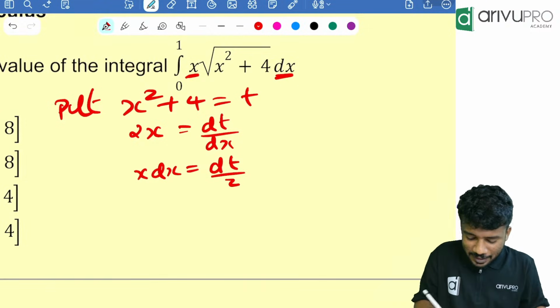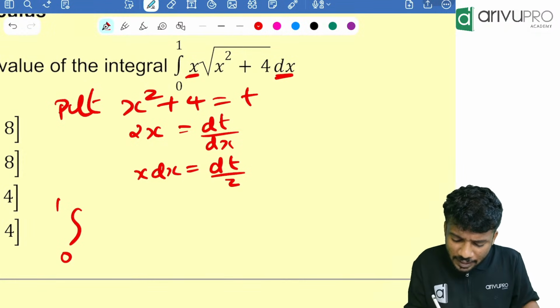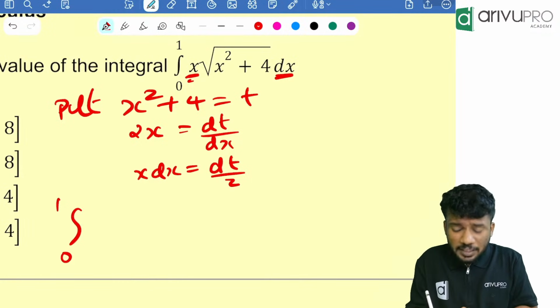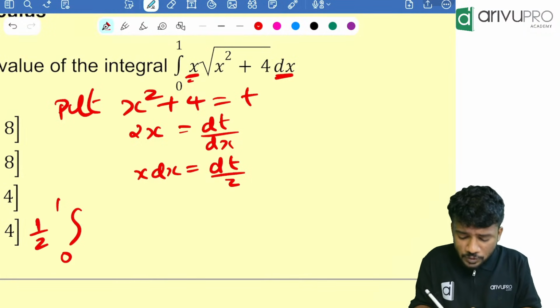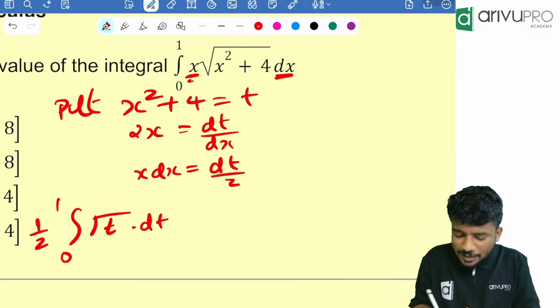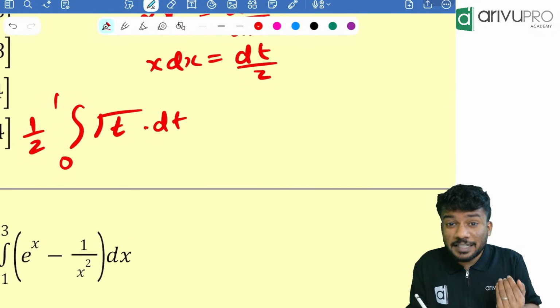Okay, everything is there from integral 0 to 1. Instead of x dx we are going to put dt by 2. So 1 by 2 is outside. Then root of t dt. So the integral of root t dt we need to find.